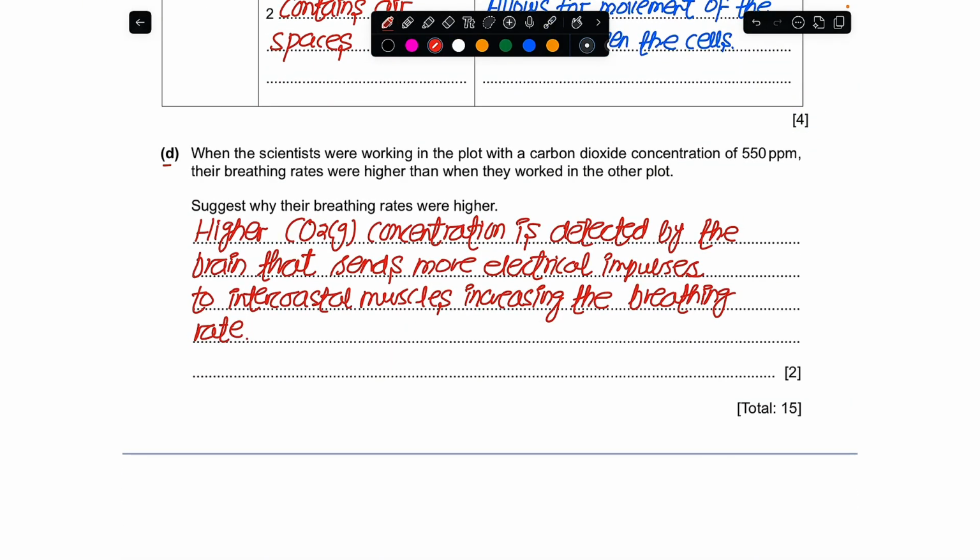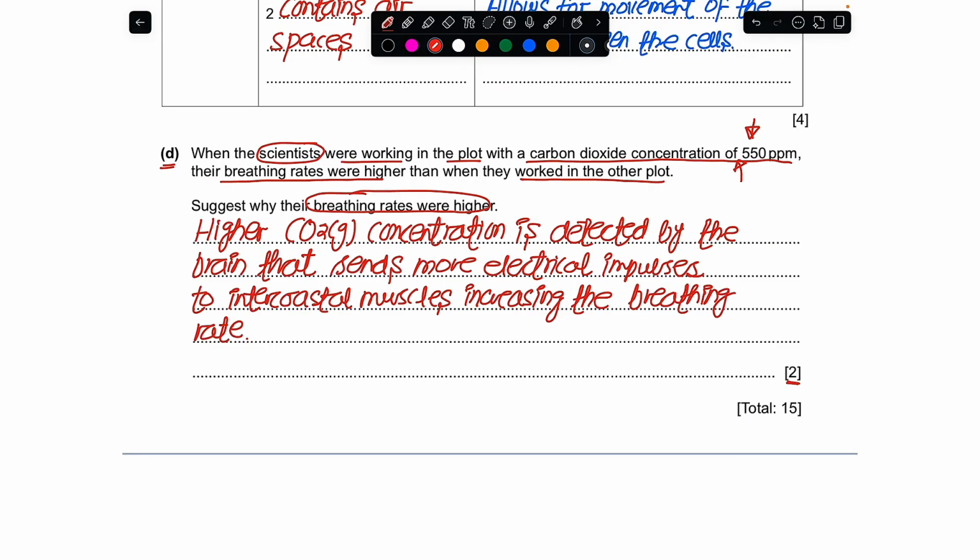Now, if we come to its last part, which is D, for a total of 2 marks, he is asking about the scientists who were working in the plot with the carbon dioxide concentration of 550 parts per million. You remember at the top there were the plants grown in this much higher concentration of CO2, and when the scientists were working there, their breathing rates were higher comparative to when they were working in the plot where the carbon dioxide concentration was less. They're asking why their breathing rates got higher in the plots with the higher concentration of carbon dioxide gas.